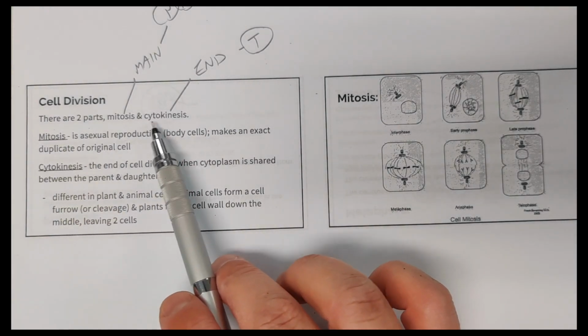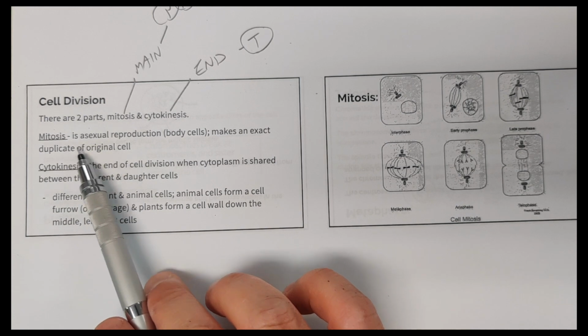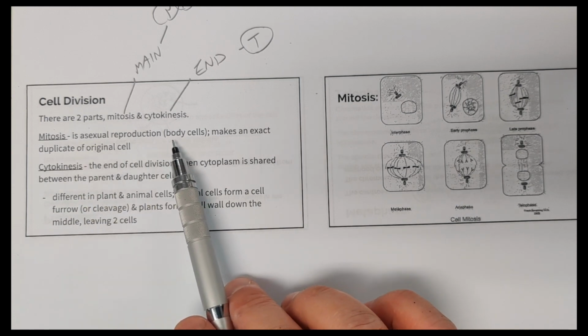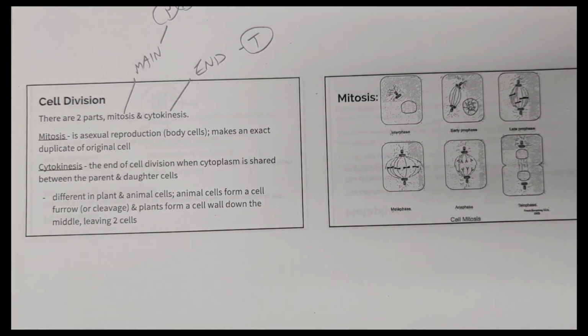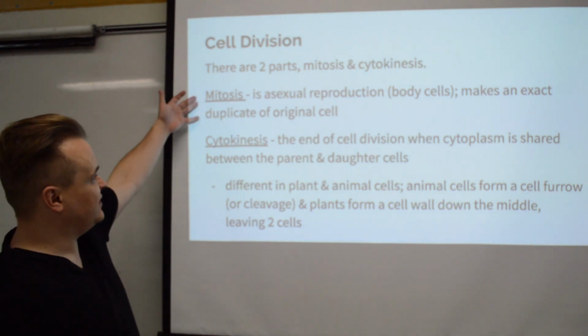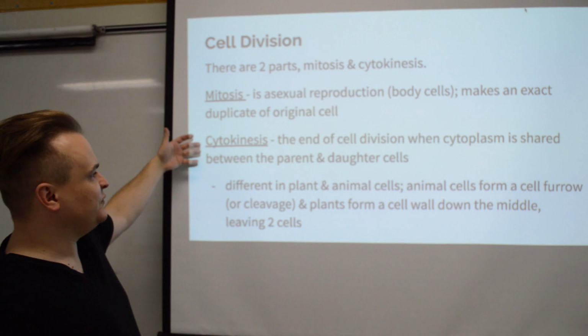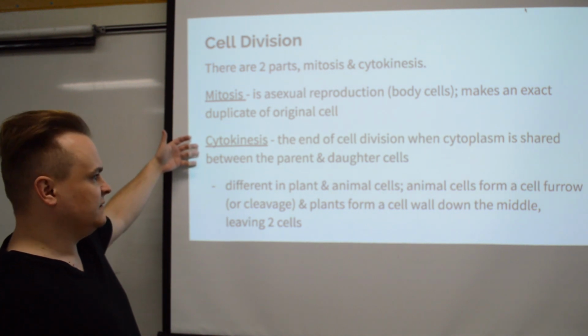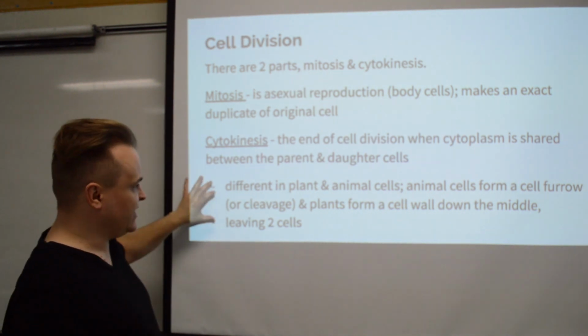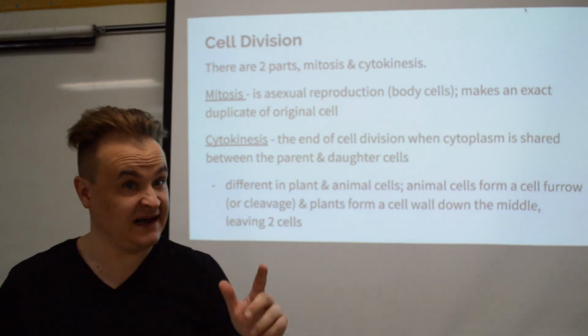There are 2 parts, mitosis and cytokinesis. Mitosis is asexual reproduction. Body cells make exact duplicates of the original cell. That's what we're talking about. And cytokinesis is the end of it, where the cytoplasm is shared between the parent and daughter cells. Now, this part is kind of cool. That's going to be on a test, this part right here.